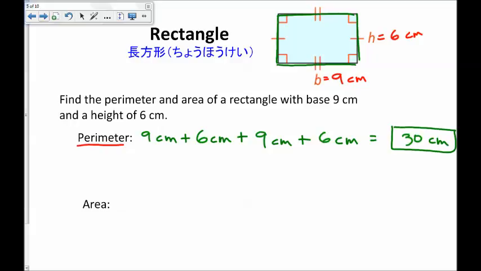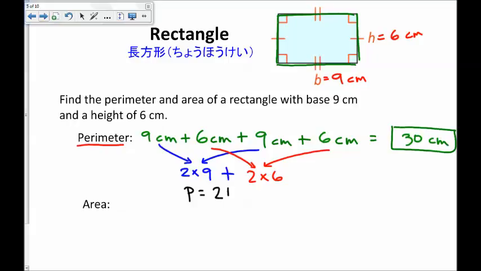Now, the formula for the perimeter of a rectangle comes from, I have two sides of length 9 plus two sides of length 6. Or the formula is 2 times the base plus 2 times the height. And that is the formula for the perimeter of a rectangle.